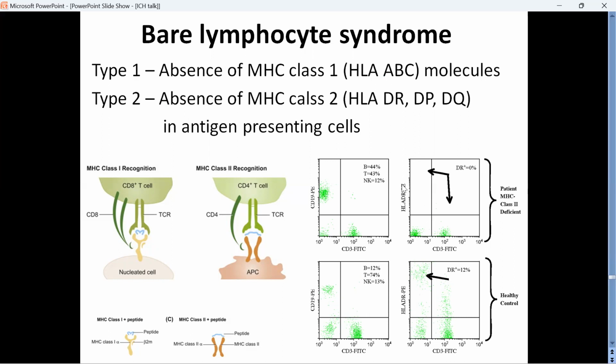Whereas this is a patient with MHC class 2 deficiency, or bare lymphocyte type 2, where the B cells are not showing HLA-DR expression. Even normal T cells, when they get activated, as we discussed in Omenn syndrome, can show HLA-DR expression. Whereas in this patient, even the activated T cells show no HLA-DR expression. Similarly, you can also diagnose MHC class 1 deficiency by studying MHC class 1 molecules like HLA-A, HLA-B, or HLA-C instead of DR as we see here.